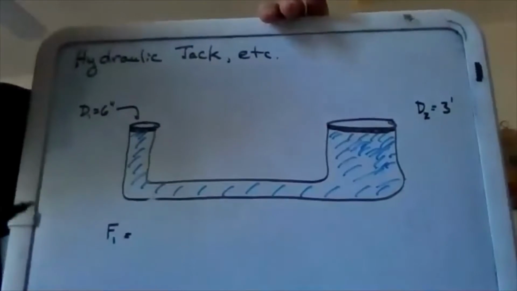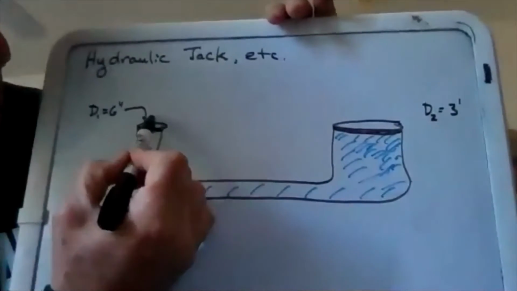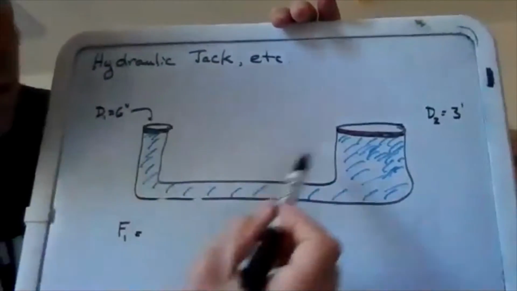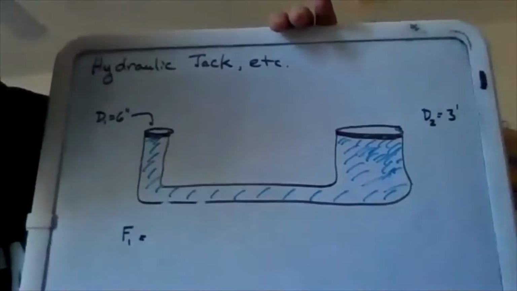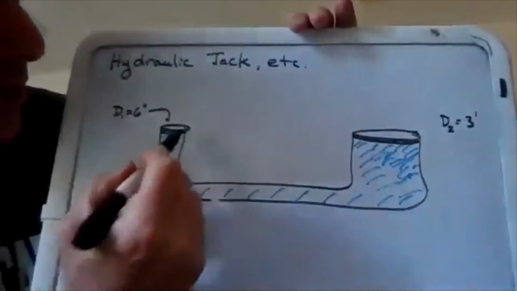And think about it for a second. If you were trying to multiply your force, would you want to push at the 6-inch piston or at the 3-foot diameter piston? And if you think about it, what you want to do is push here, and let's see how the numbers work.